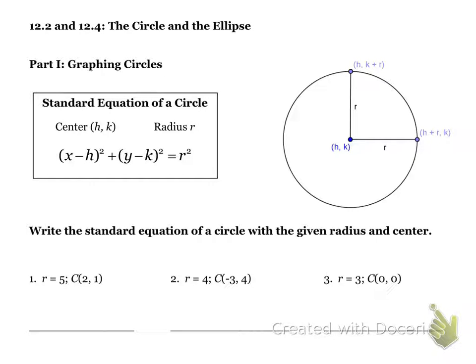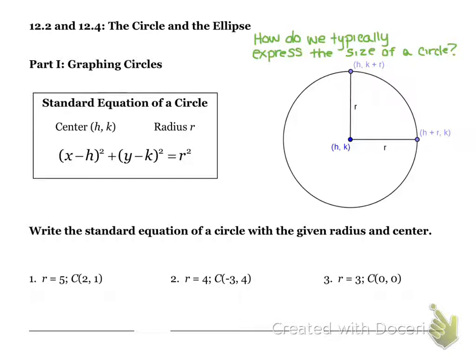Chapters 12.2 and 12.4, the circle and the ellipse. Just so you know, the textbook does not address circles itself, but mainly refers to them as an ellipse with eccentricity of 0. But in these notes, we're going to do both.